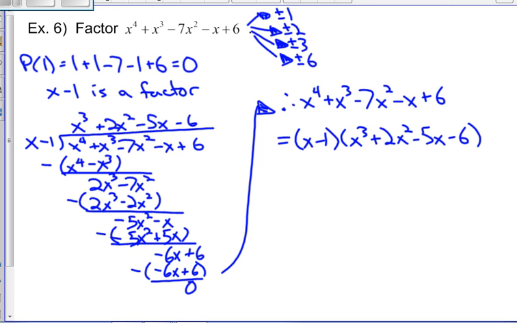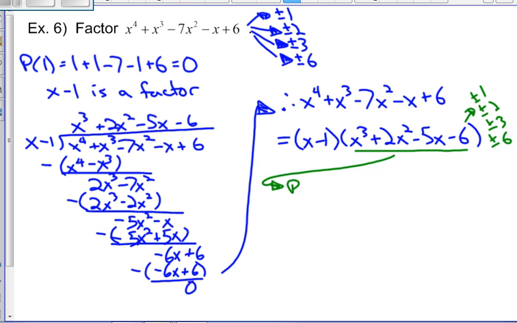Okay, so now we're just going to do the same thing to the cubic. Let's try that polynomial at, well, the things to try would be plus or minus 1, plus or minus 2, plus or minus 3, plus or minus 6. So I'm trying the polynomial at 1. That would be 1 cubed plus 2 times 1 squared minus 5 times 1 minus 6. I can see right away it's going to be negative. It's not equal to 0.